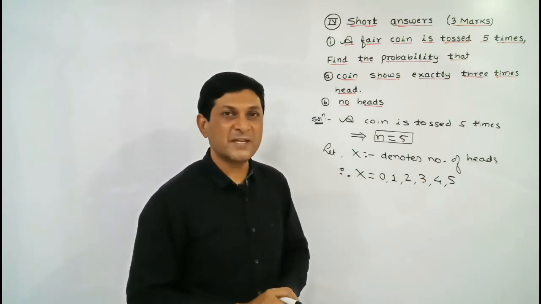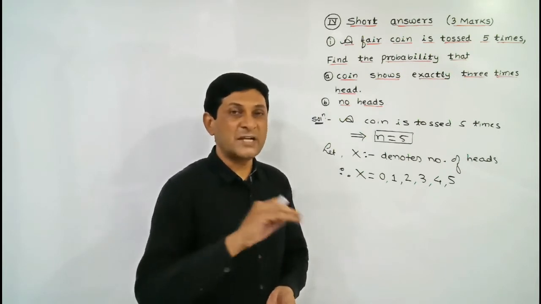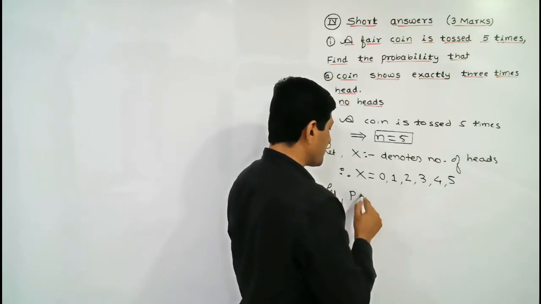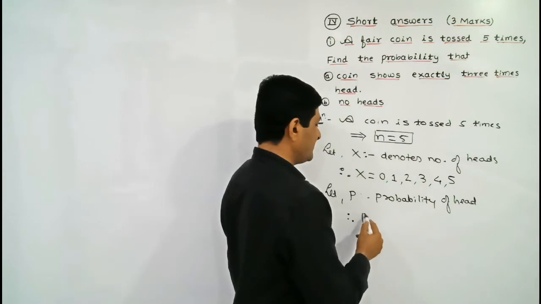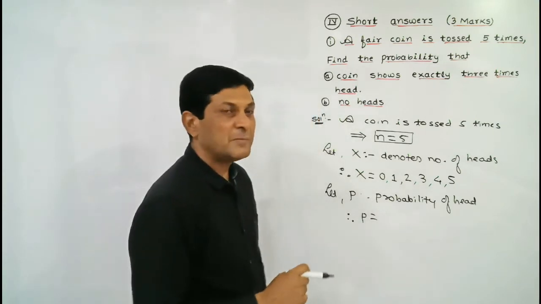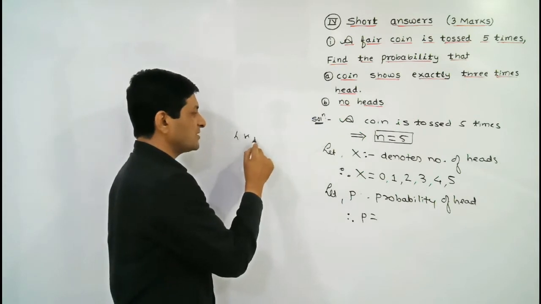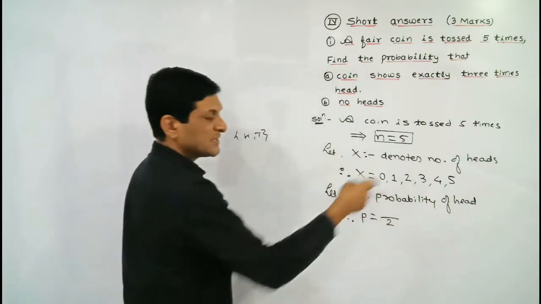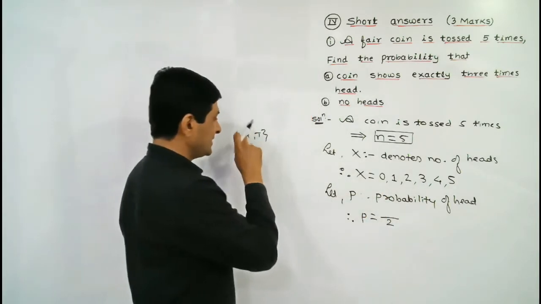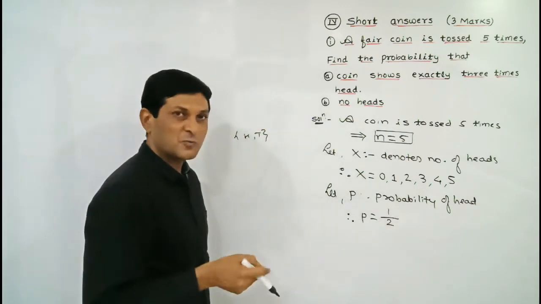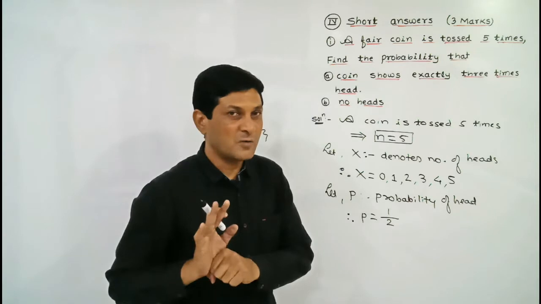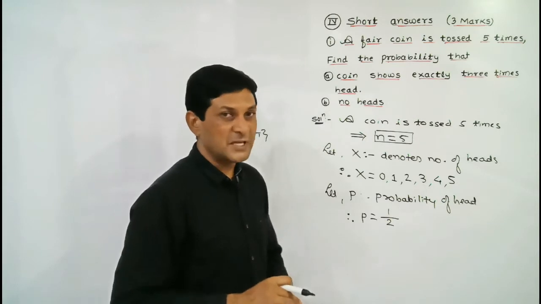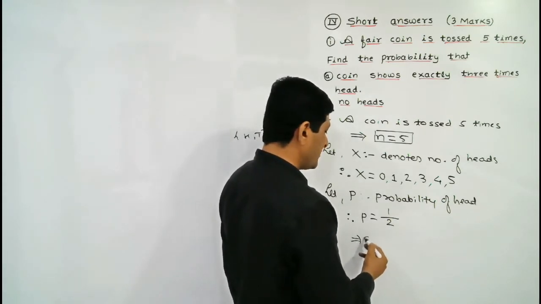Once the values of x are known to us, we are trying to find the value of p. So let p mean the probability of head. Therefore p will be equal to: if a coin is tossed, the possible outcomes are T and H, so there are 2 possible outcomes. And if p is the probability of head, head is 1. So p is equal to 1 by 2. From the given condition we have got the value of p, the probability of head. Once the value of p is known to us, we are able to find the value of q also.